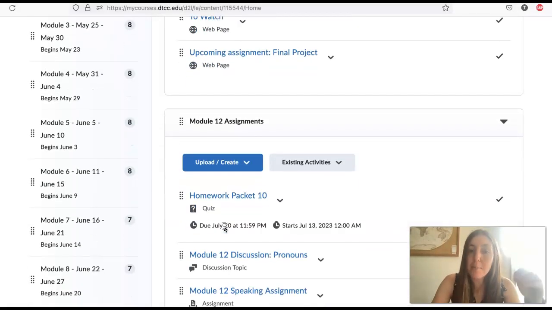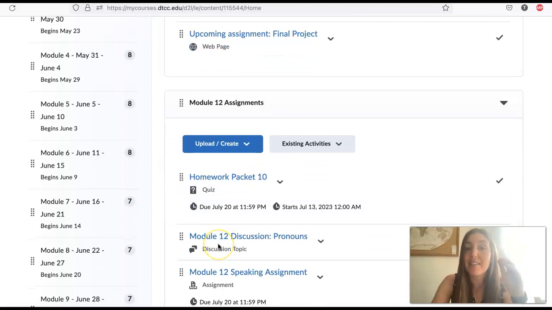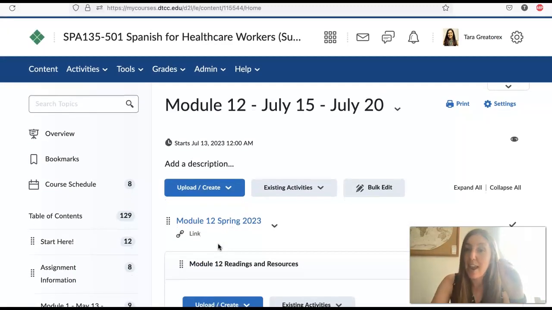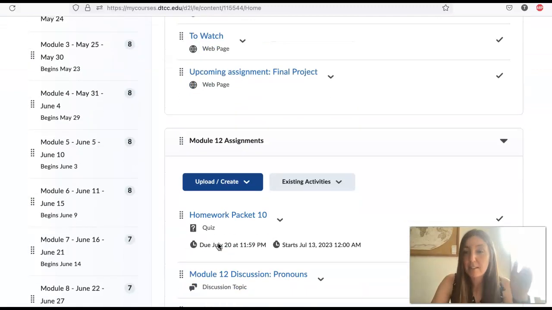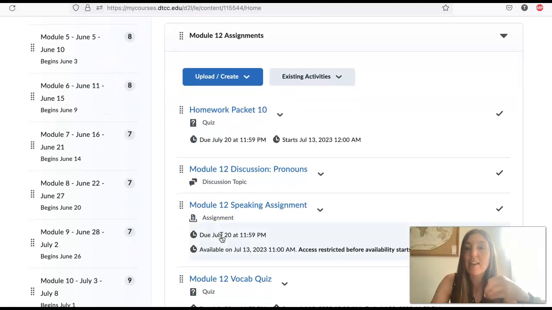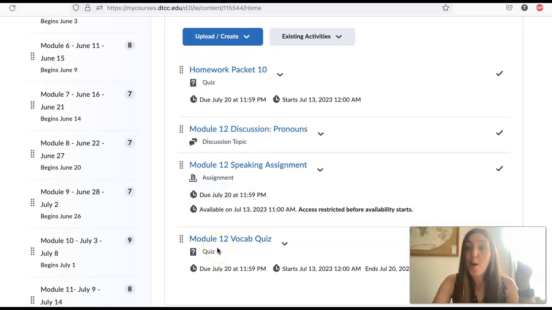For the assignments, we have a homework packet. We have our last discussion board, so make sure you get your first post in by July 18th. And then comments to your classmates by July 20th. And then speaking assignment, well, you'll be giving the commands, again, using that formal command formula, and the quiz like always. After this, we only have one more module, and then we're on to the final project. So let me know if you have any questions.